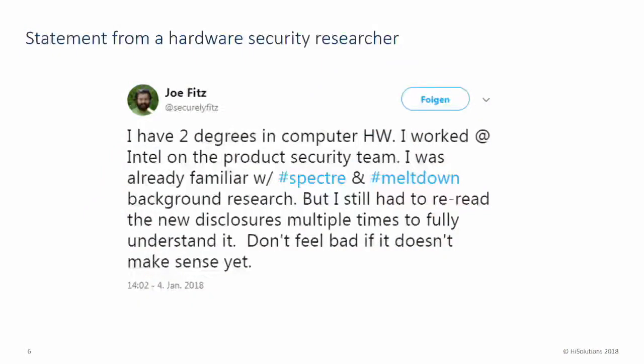So I've collected some things to visualize this. This was a tweet by Joe Fitz, which was published quite early after the publication of Meltdown, and he is a computer security person, and brought it to this nice point.